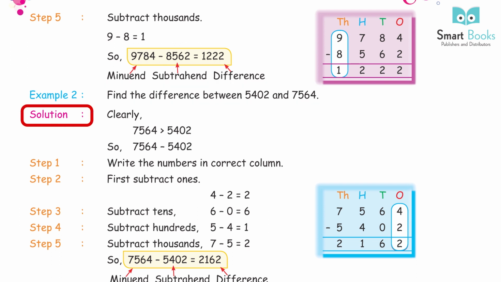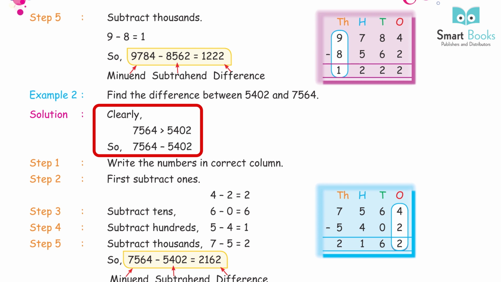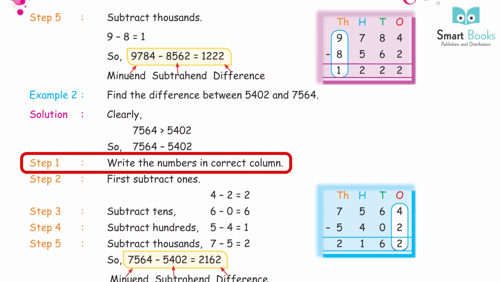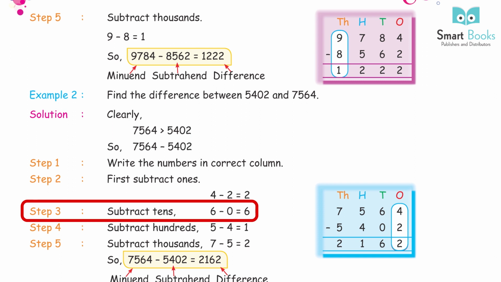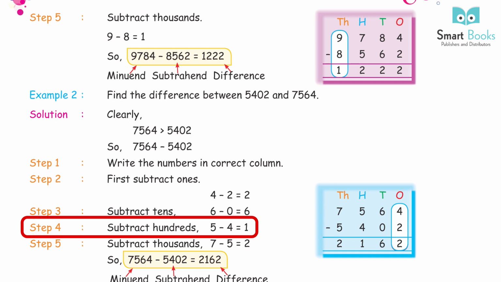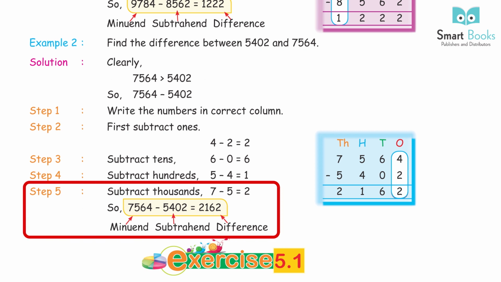Example 2. Find the difference between 5,402 and 7,564. Solution. Clearly, 7,564 is greater than 5,402. So, 7,564 minus 5,402. Step 1. Write the numbers in correct column. Step 2. First, subtract ones. 4 minus 2 is equal to 2. Step 3. Subtract tens. 6 minus 0 is equal to 6. Step 4. Subtract hundreds. 5 minus 4 is equal to 1. Step 5. Subtract thousands. 7 minus 5 is equal to 2.